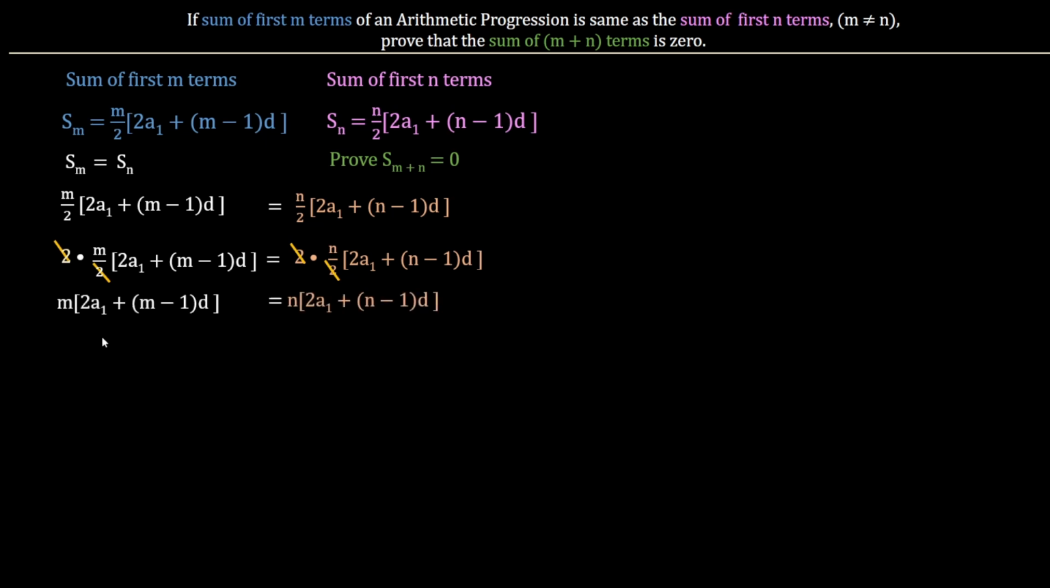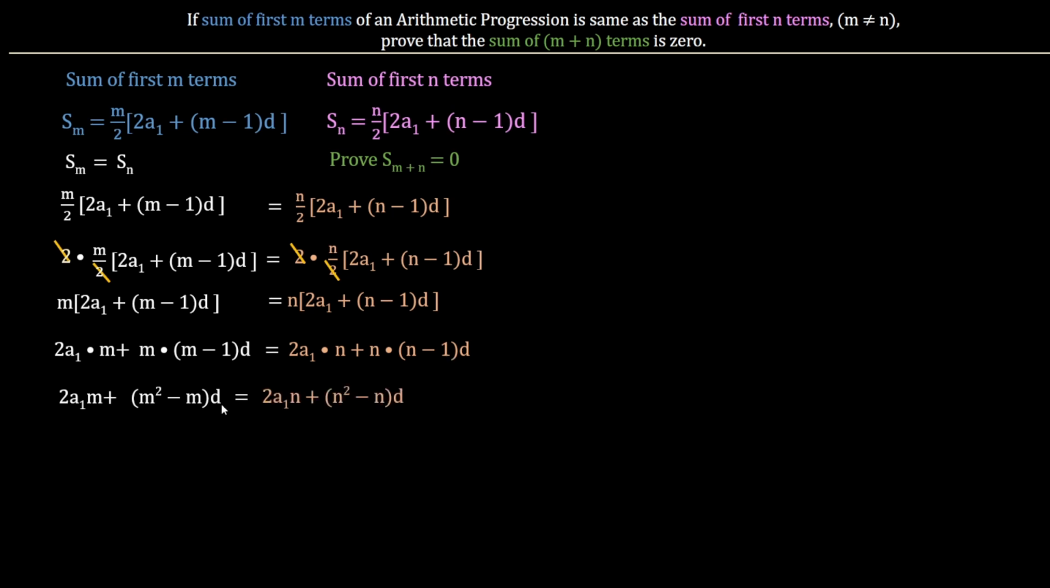Now let's multiply each inner term at the left side by m and each inner term at the right side by n. Now from this equation, again let's multiply the inner term m minus 1 by m and the inner term n minus 1 at the right side by n. Now again in this equation, let's multiply each inner term m square and minus m by d, and then on the right side each inner term n square and minus n by d.